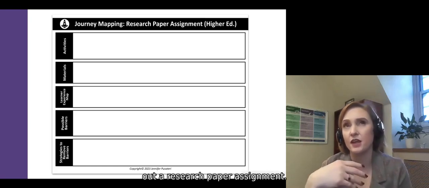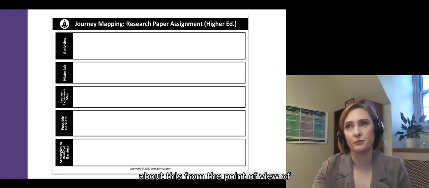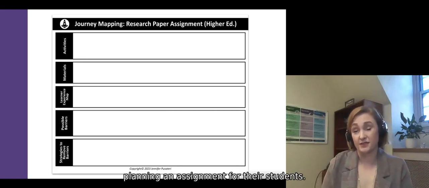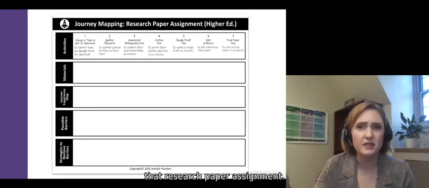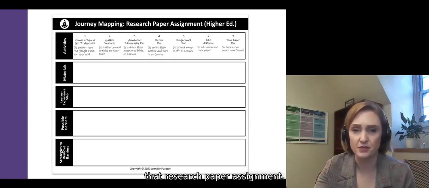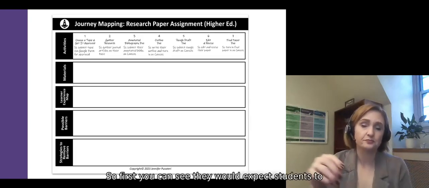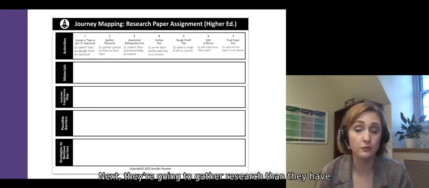So I've got an example for you here. I have laid out a research paper assignment. We're thinking about this from the point of view of a faculty member that's planning an assignment for their students. And so they might have some big pieces of that research paper assignment. These are the big chunks of what they would expect students to do. So first you can see they would expect students to choose a topic and get that topic approved.